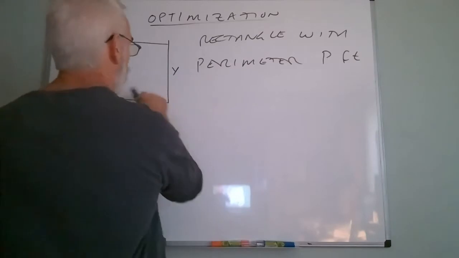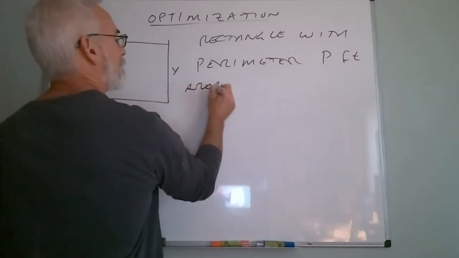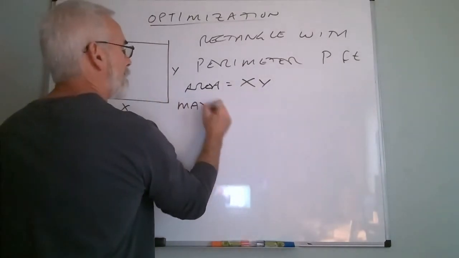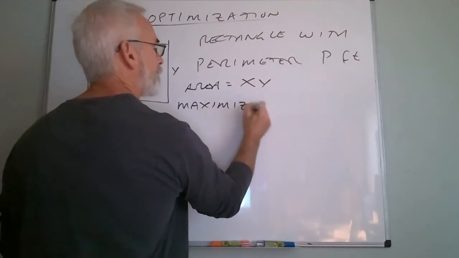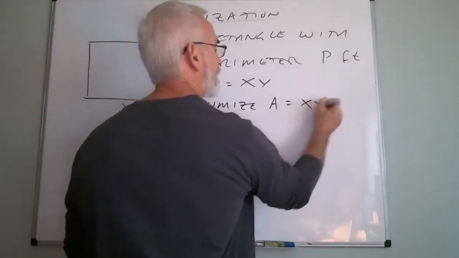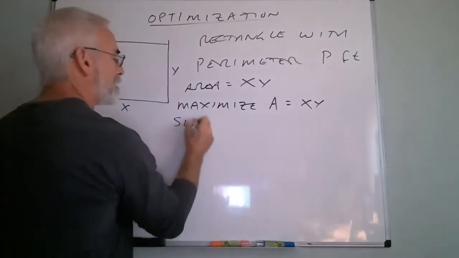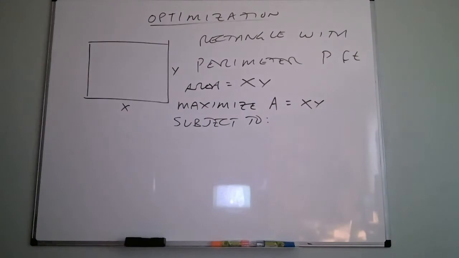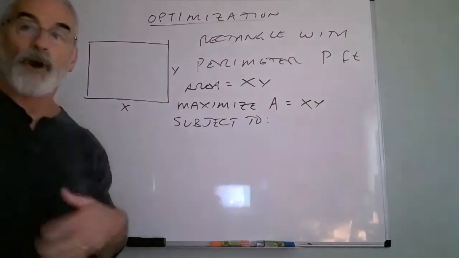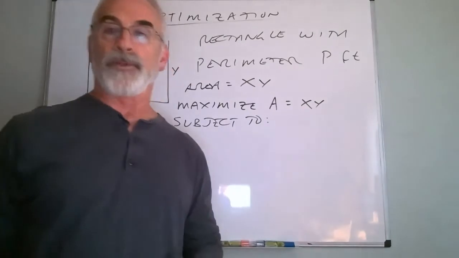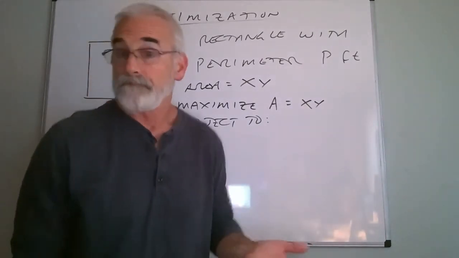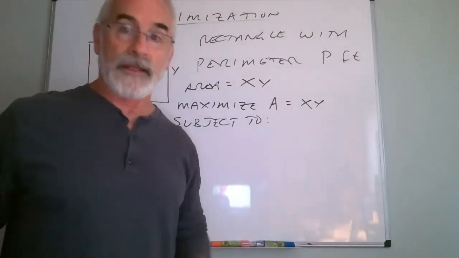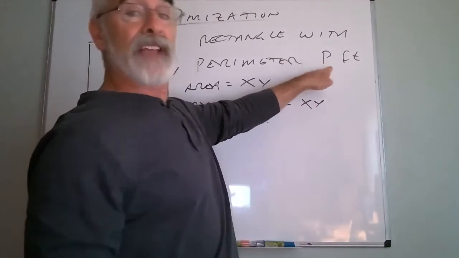So here's what I want to do. I know that the area is simply X times Y. So our goal is to maximize area, which equals XY, subject to. Now, this is called a constraint. You don't always have constraints, but most of the time with optimization, you will have a constraint. So there's a limit to how much you can do of something, right? And so in this case, my constraint is the fact that I have exactly P feet of fencing.